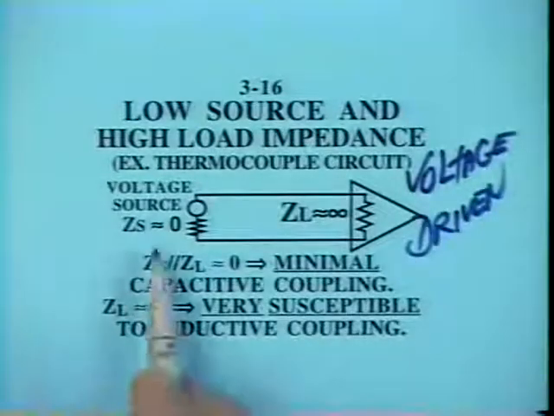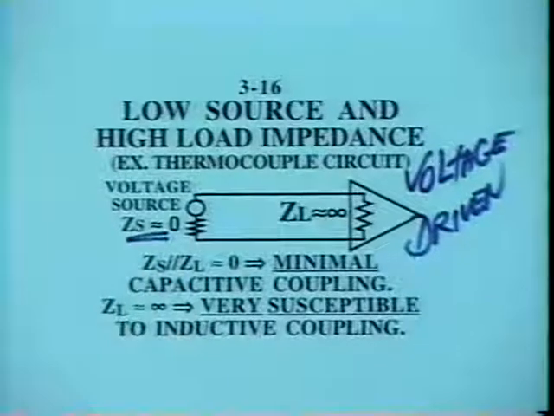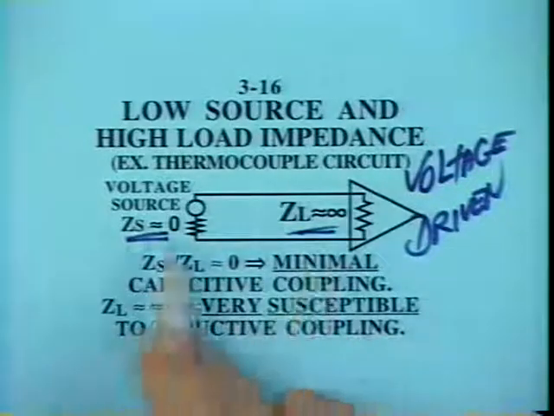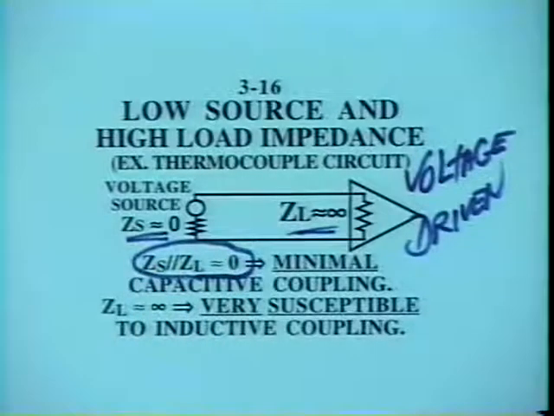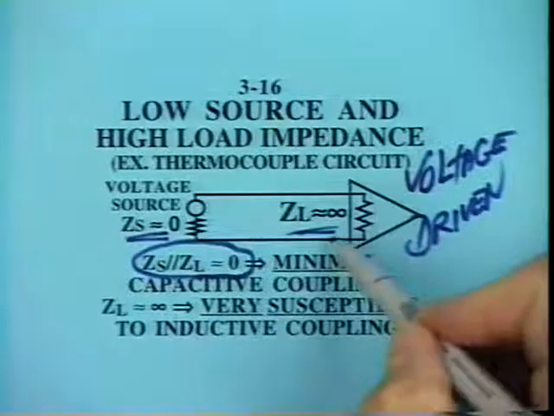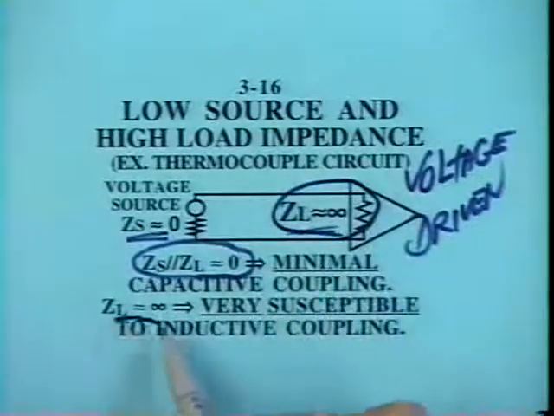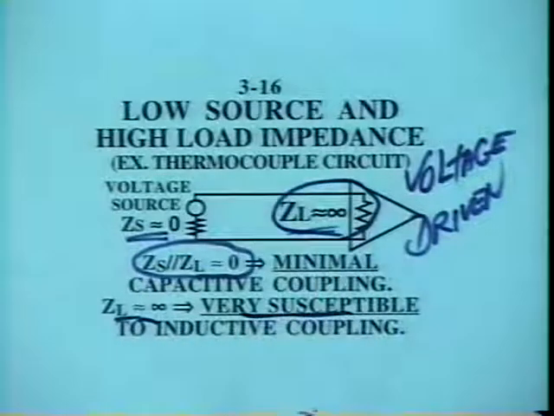There we tend to have a low source impedance, not exactly 0 ohms, but a small value. And we tend to have a high impedance that we're driving into, hundreds of thousands of ohms or more. When you parallel those two impedances together, you get a very low value. That indicates minimal trouble with electric fields. Not zero trouble, but minimal trouble. On the other hand, the load impedance is a very large value. That indicates a lot of susceptibility to magnetic fields.